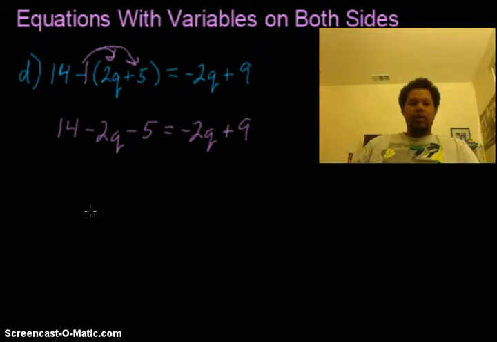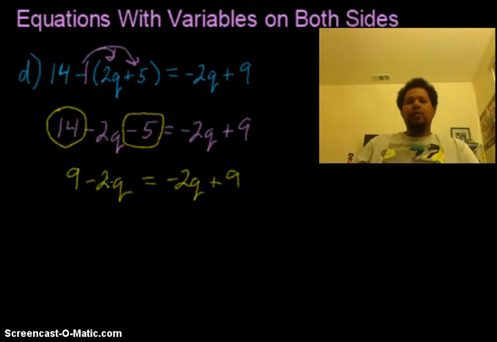Okay, so there's a couple things we can do. We could either start collecting our variable terms or continue simplifying one side. I'm going to continue simplifying this left side, so I want to combine these like terms. This positive 14 combined with this minus 5 gives me 9 minus 2q equals negative 2q plus 9. If you look closely, you should see something peculiar about the left and the right side, but I'm going to continue on anyway.